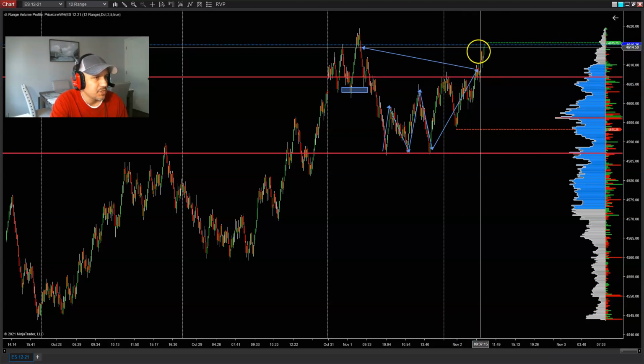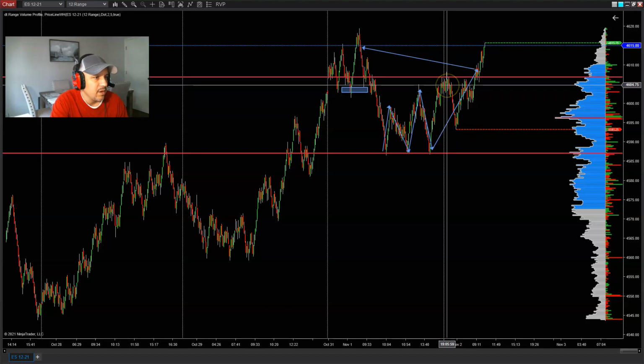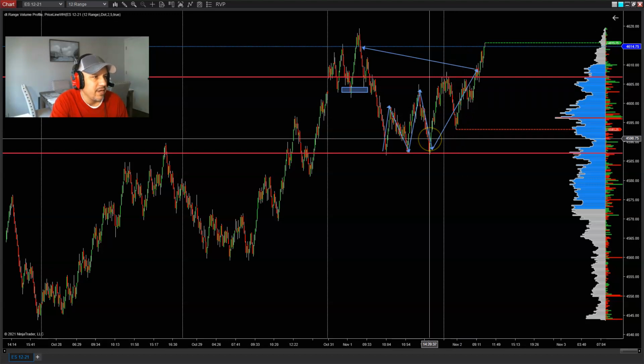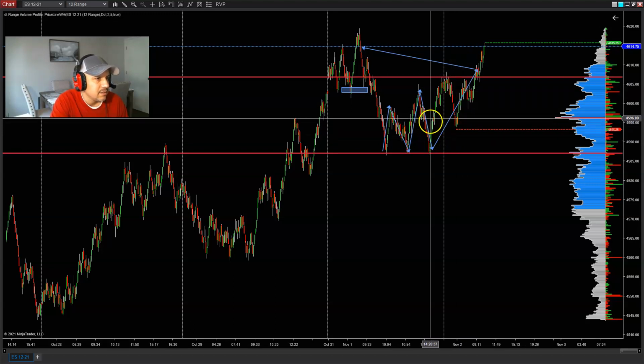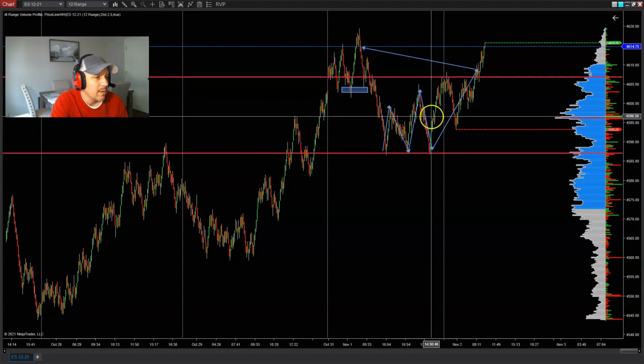Remember I talked about those M structures from the top, taking a short, like right here. This was an M structure right here, and so this would have been a good short to take on the ride back down. The price didn't come all the way back down to this area right here. Oh, okay. Yeah, so it actually came back down to this area right here.